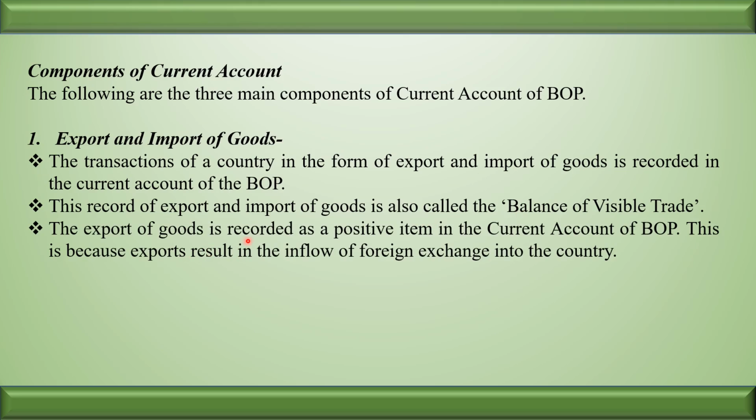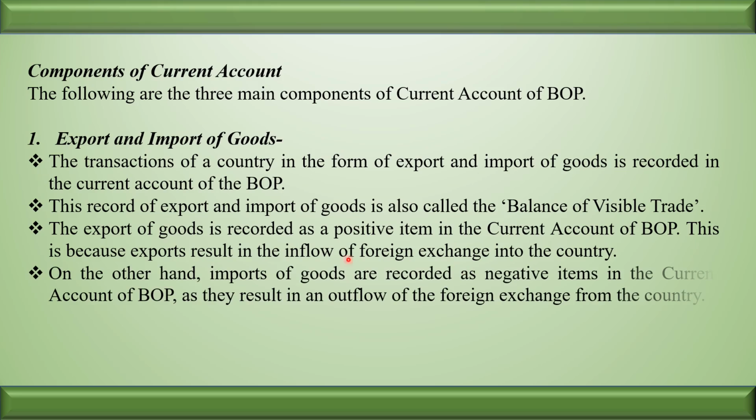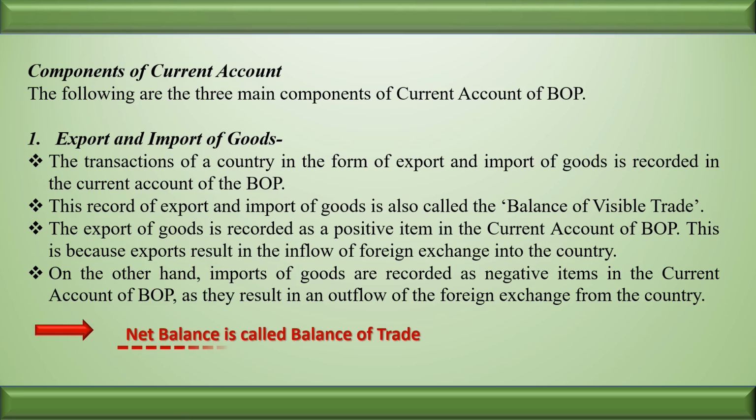The export of goods is recorded as a positive item in the country. Why? Because it brings the inflow of foreign currency in the country. On the other hand, import of goods is recorded as a negative item in the current account of BOP. Why? Because it results in the outflow of foreign currency from the country. Important thing, the net balance, that is export minus import, is called balance of trade. I hope the first component is clear, that is export and import of goods.